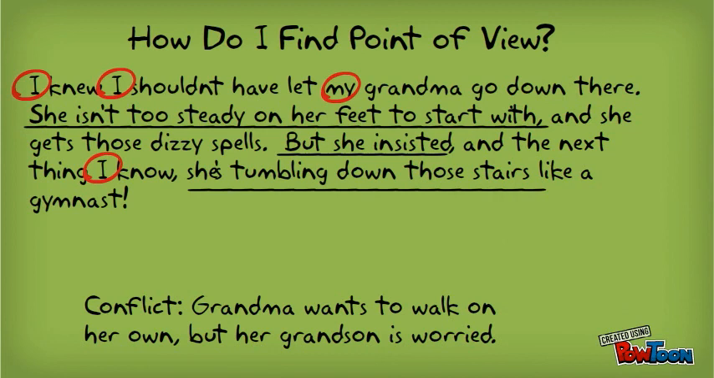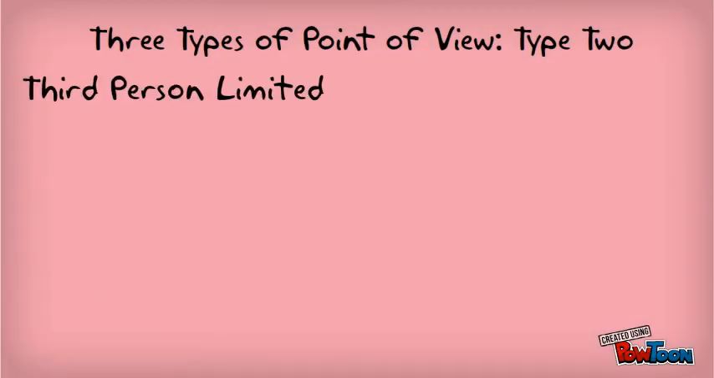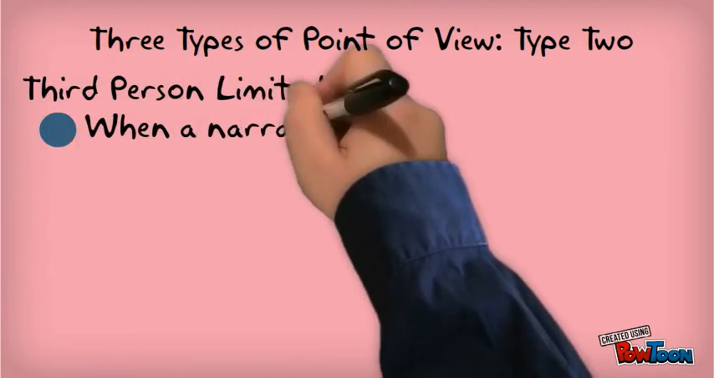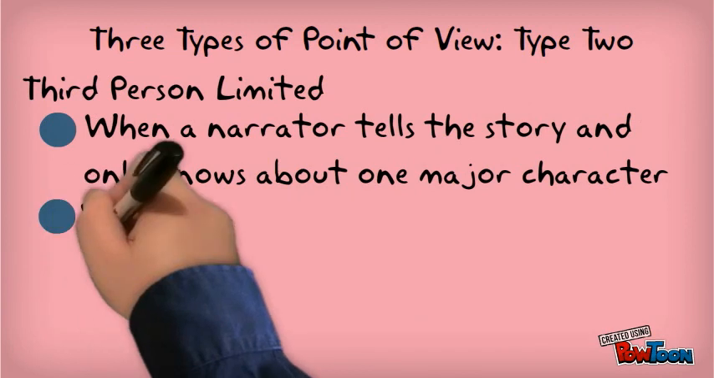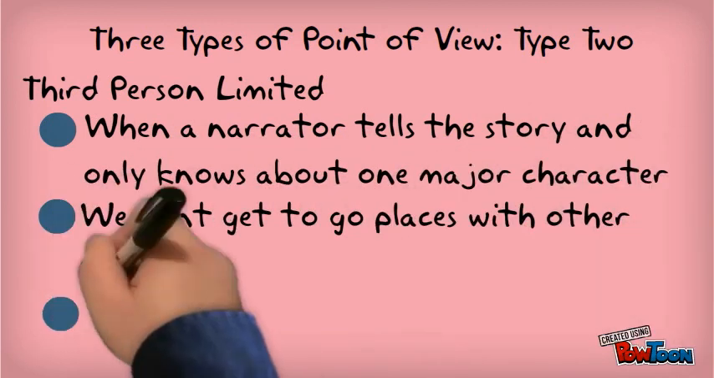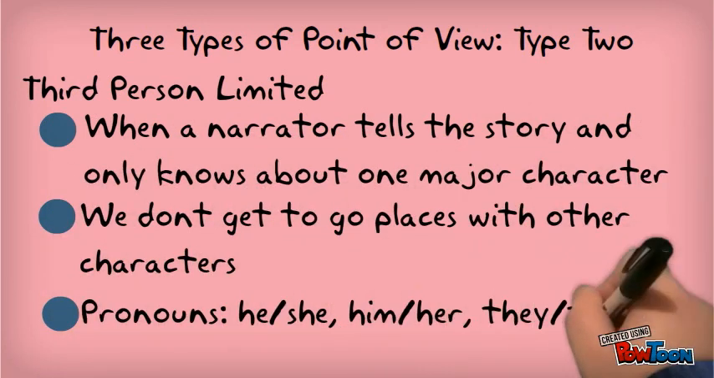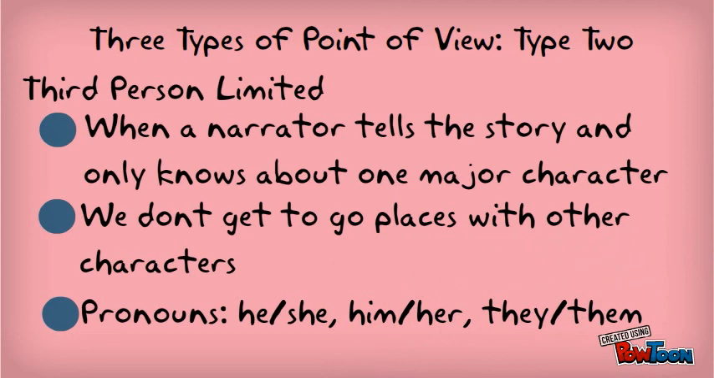The next type of point of view is third-person limited. There is a narrator and he or she only knows about one major character. We don't get to go to places that the main character doesn't go. The pronouns you want to look for are he, she, him, her, and they, them.